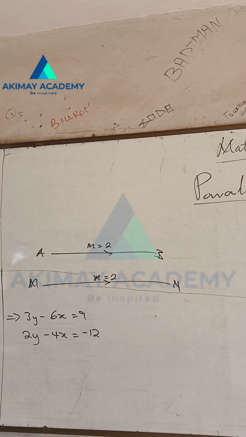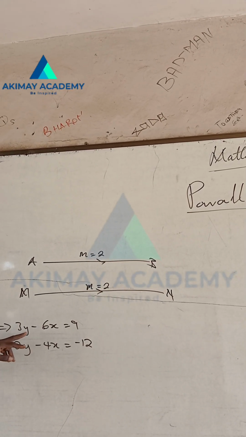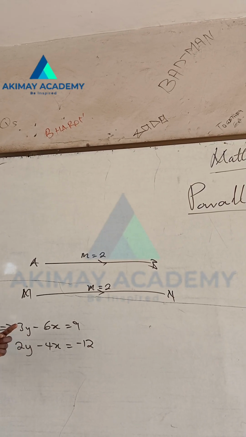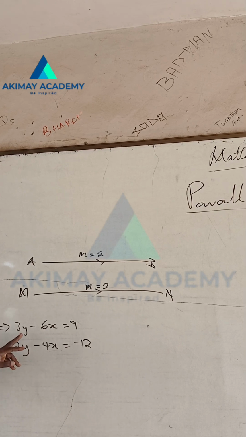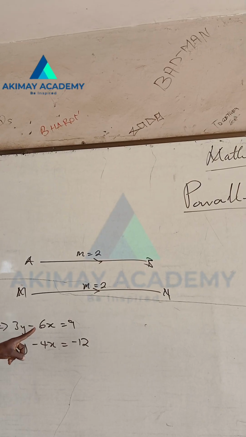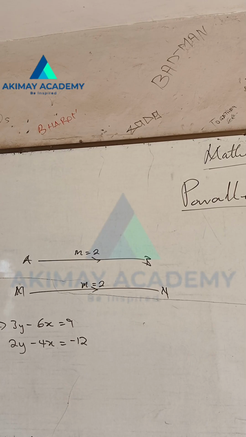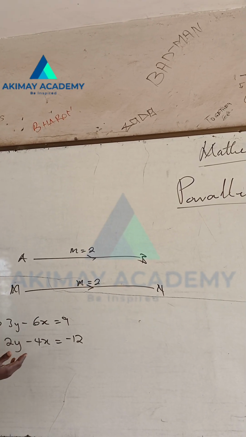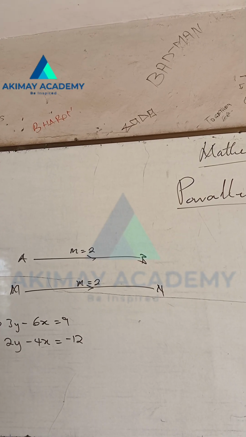So how do we check their gradient? We have to find the gradient here. Last time, you remember we were able to find the gradient when the equation is given. We said to find the gradient when the equation is given, what we have to do is make y the subject. Then the coefficient of x becomes the gradient of the line. So in this case, we have to make y the subject to determine the gradient of each of them.